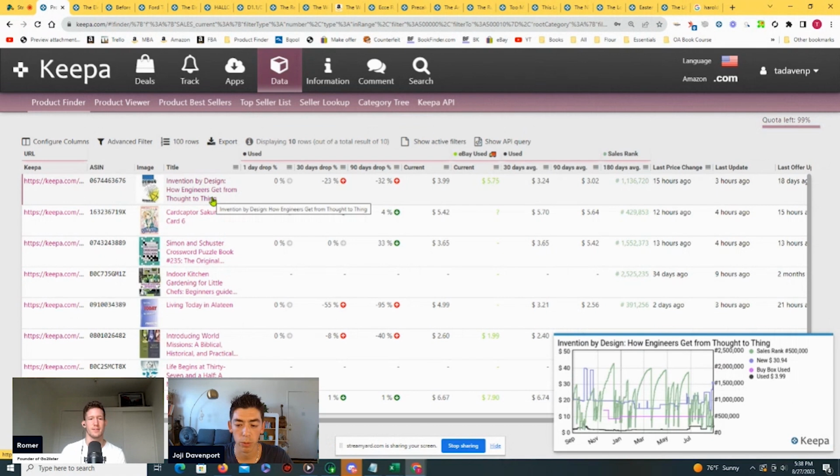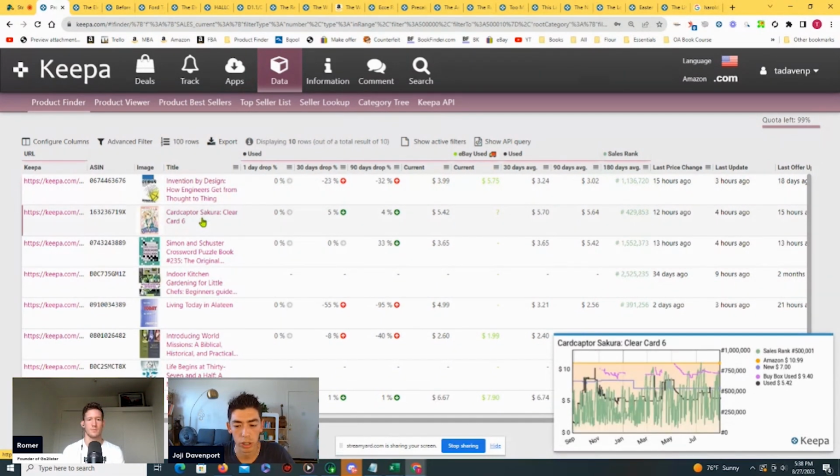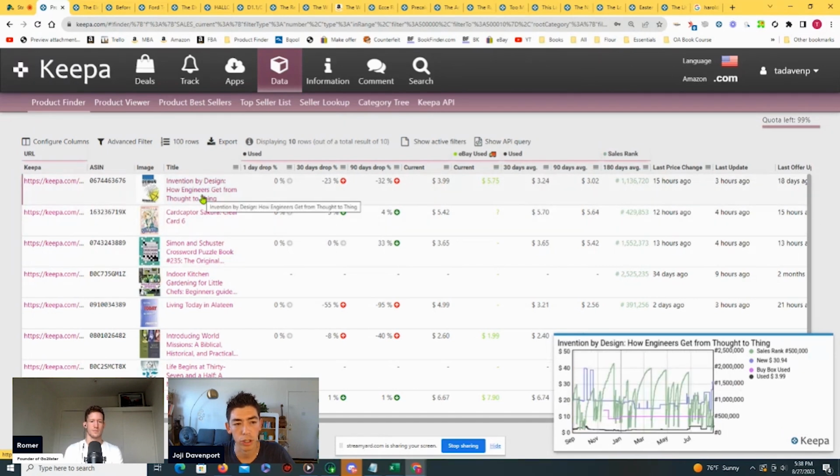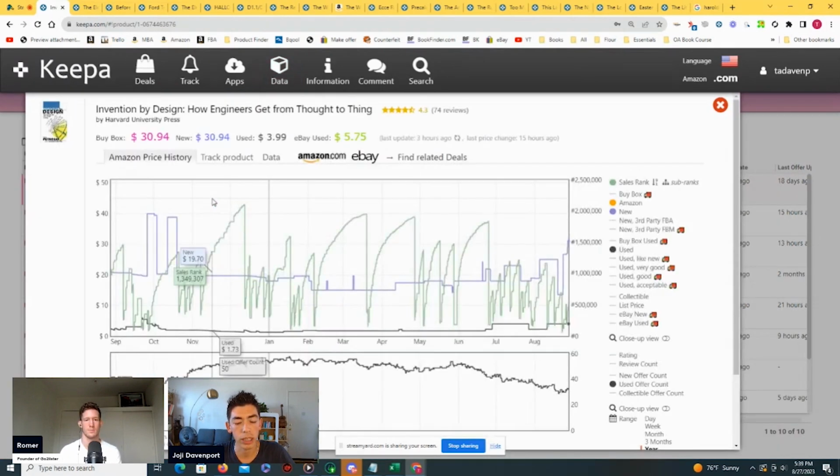So what we're going to do is just look at books right now on Amazon that have a sales rank between 500,000 and 500,010. So literally, for all intents and purposes, these are books that Amazon is categorizing as being the exact same popularity. And what we're going to do is open up a few of them, and I'm going to show you how, if you look at the Keepa graph, you're going to get a lot different information from what just the sales rank is.